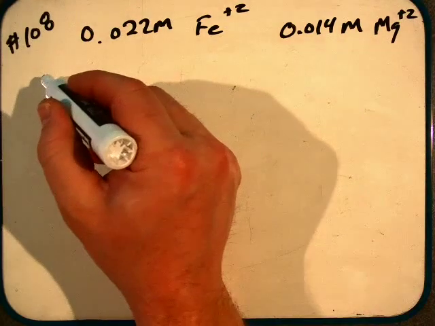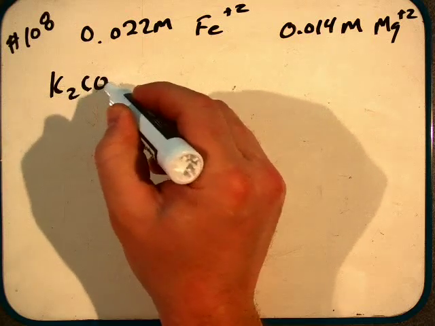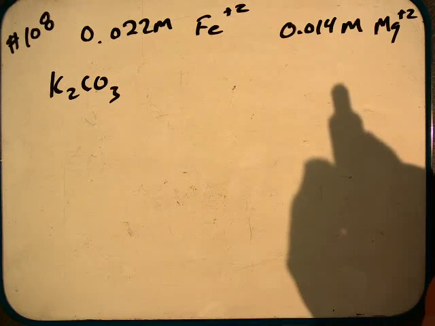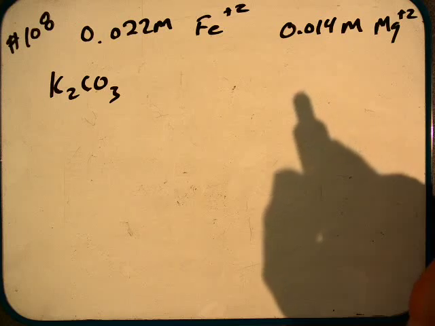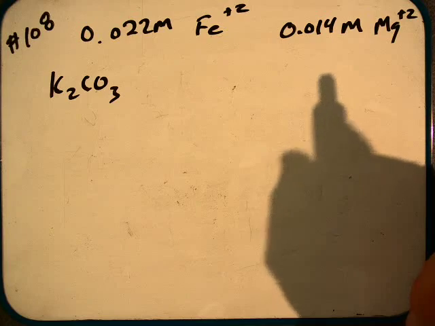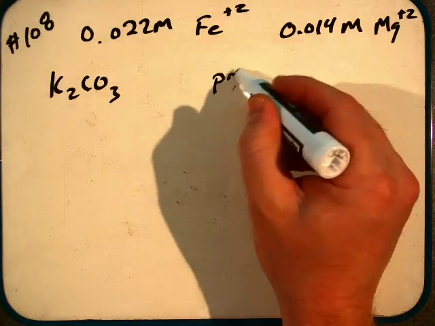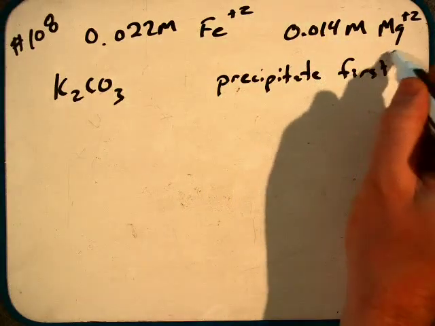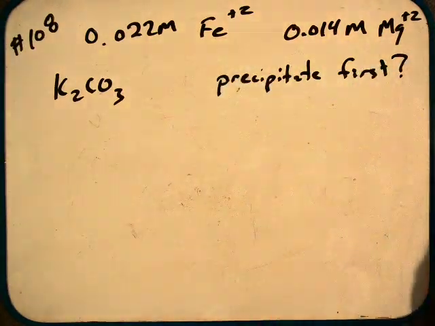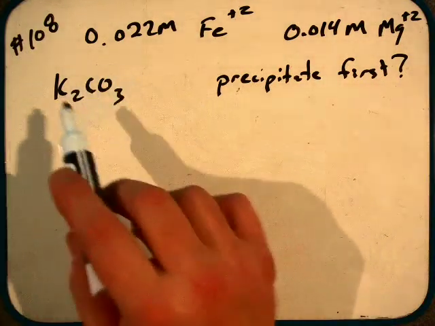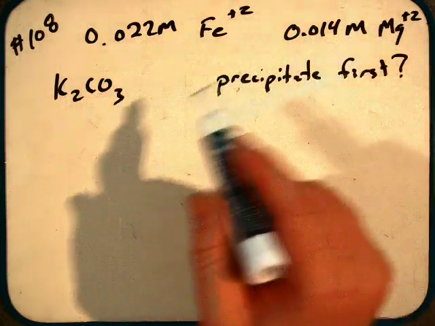And so we're going to use potassium carbonate to cause a precipitation. And so we can use it to selectively precipitate one of these cations and leave the other cation in solution. The first question is which will precipitate first? The iron or the magnesium? So we have to look at how potassium carbonate is going to affect these two.